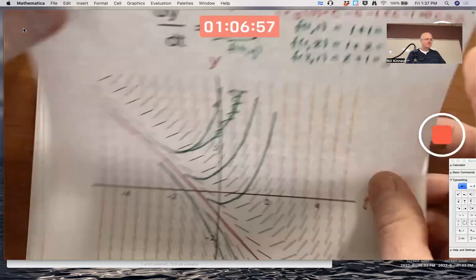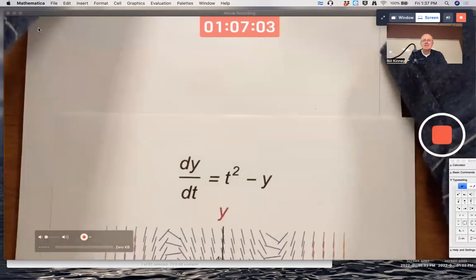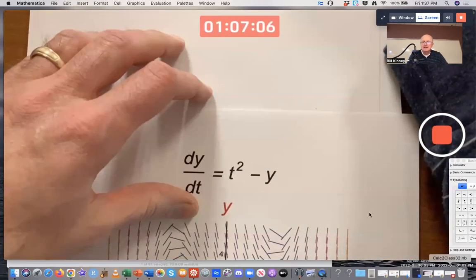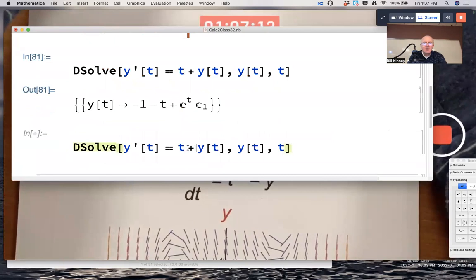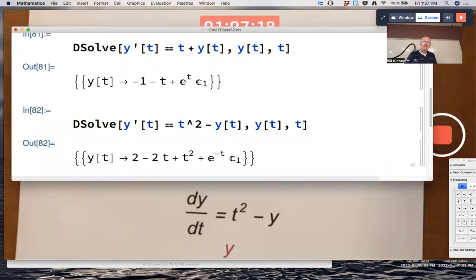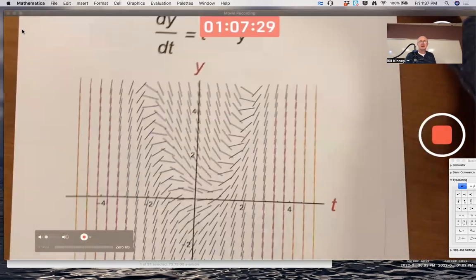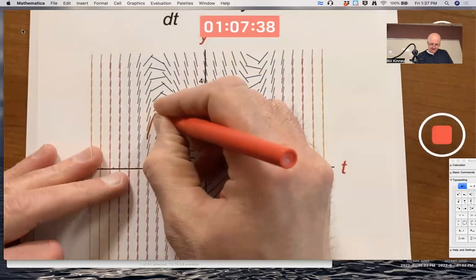Two more examples quick. t squared minus y. Can Mathematica solve it? t squared minus y. Yep. There's a general solution. I use DSolve instead of DSolveValue this time. It's not a big deal. Here's what the slope field looks like. A little trickier looking. Got to be careful. Solutions are going to look, say, like this in here.